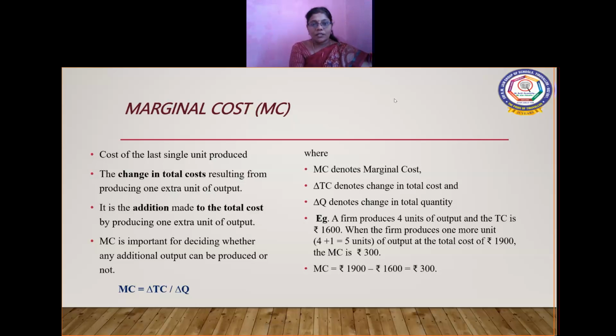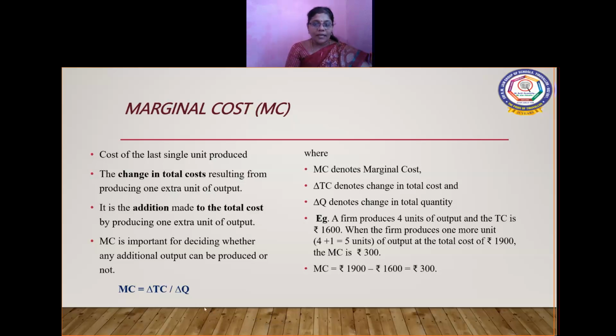So first, what is meant by marginal cost? It is the cost of the last single unit produced. It is defined as the change in total cost resulting from producing one extra unit of output. In other words, it is the addition made to the total cost by producing one extra unit of output. So marginal cost is important for deciding whether any additional output can be produced or not.